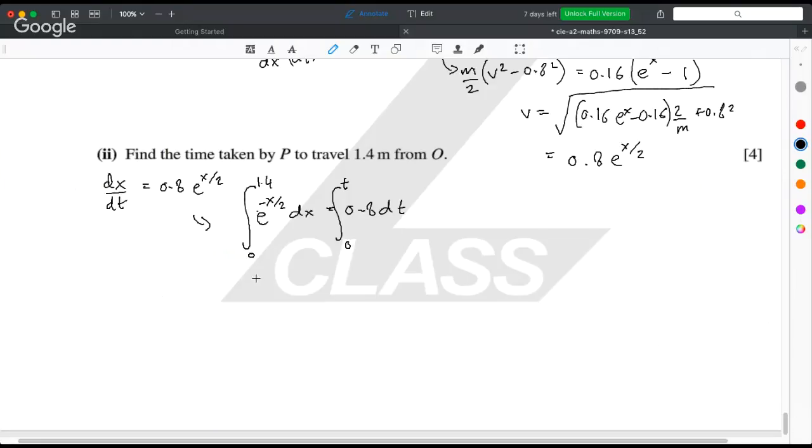So this guy here, well, he's just minus 2 e to the minus x over 2. Convince yourself that's true. Between 0 and 1.4. And then if we just plug these in, you'll get that t is equal to 1.26 seconds. And there we have it. That's all done. I hope that's all clear.